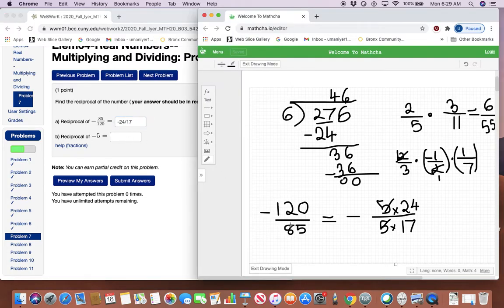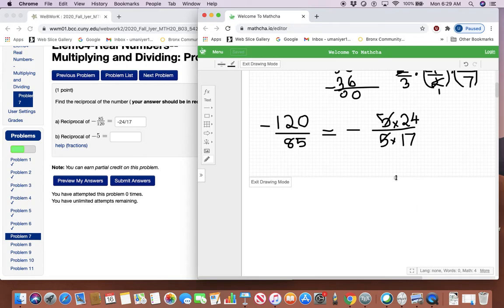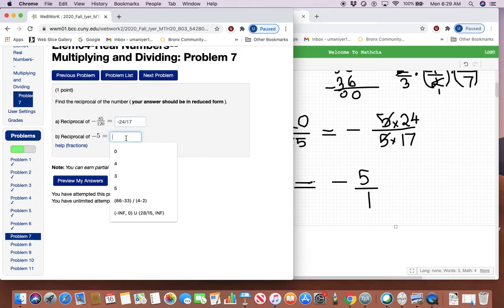Next, reciprocal of negative 5. Notice negative 5 is negative 5 over 1. Right? So reciprocal is negative 1 over 5. Reciprocal means just flip the fraction upside down. Keep the sign as it is.